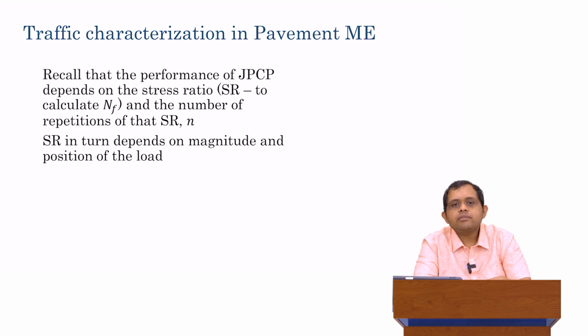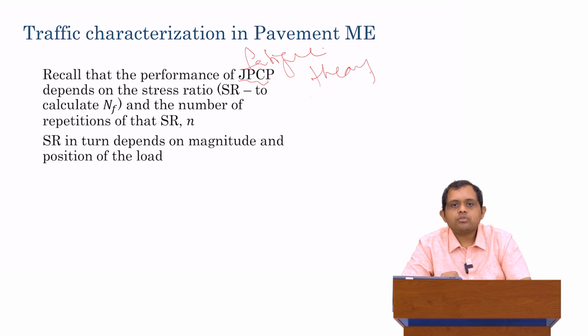Okay, so with that, we understood how traffic was characterized in the AASHTO 1993 empirical approach. It is still used widely in India for flexible pavements today, but largely has been abandoned as a concept in mechanistic empirical design. So how do we characterize traffic in mechanistic empirical design? You may want to recall that the performance of JPCP is now evaluated using fatigue theory. That is, given a certain amount of load and a certain climate condition, what is the stress which is developed?